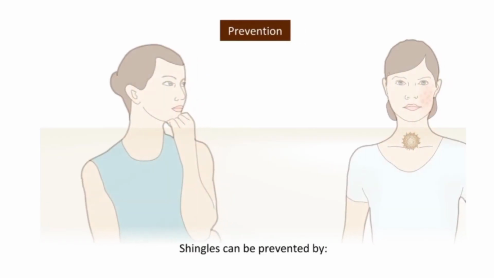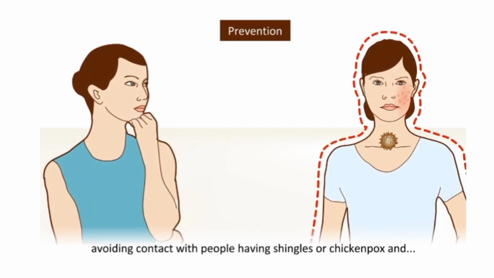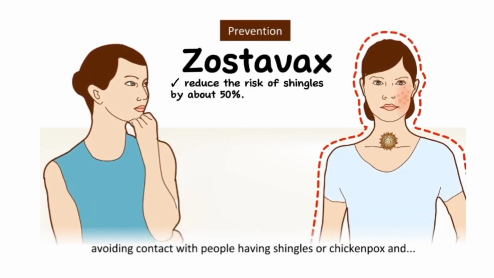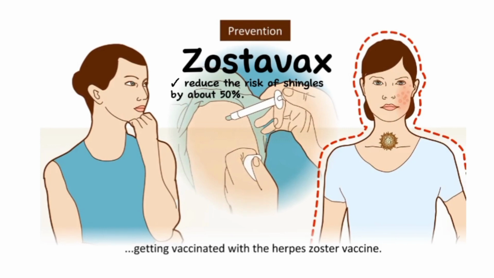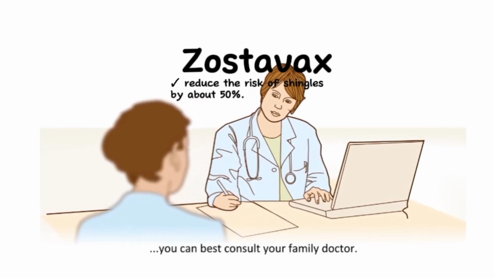And we also have here Zostavax. Zostavax is an FDA licensed vaccine that helps to reduce the risk of getting herpes zoster in individuals 60 years of age and older, given as single dose by an injection under the skin, preferably in the upper arm.